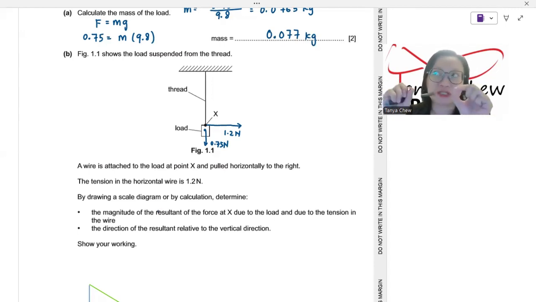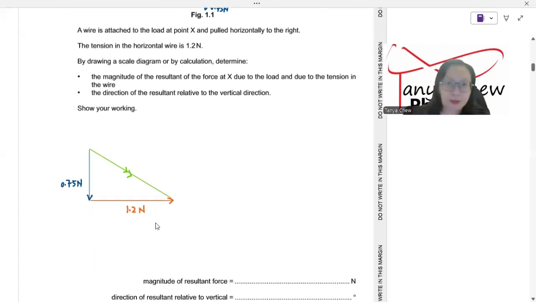That rule is called the tip to tail rule. What do I mean by the tip to tail rule? Now, look at how I draw it. First, come up with the scale. Maybe 1 cm is equal to 1 Newton, or maybe lesser than that. So you draw, measure, right?